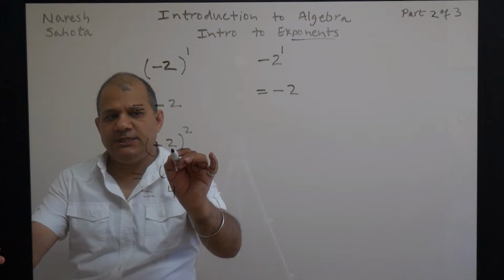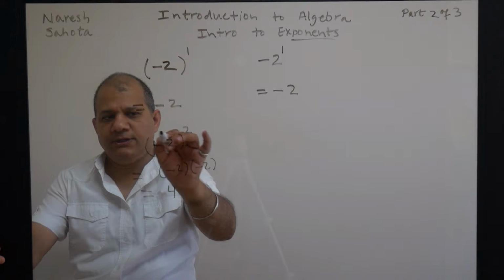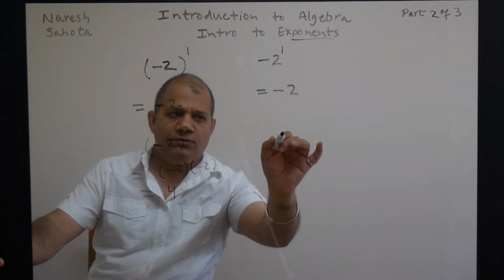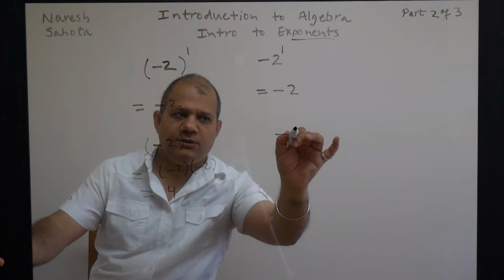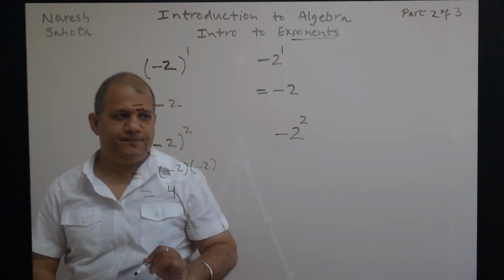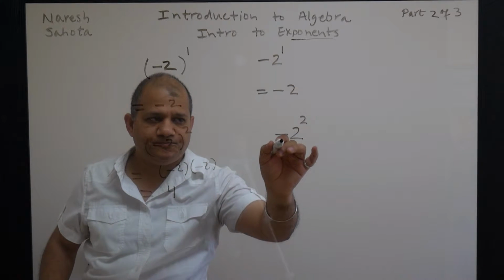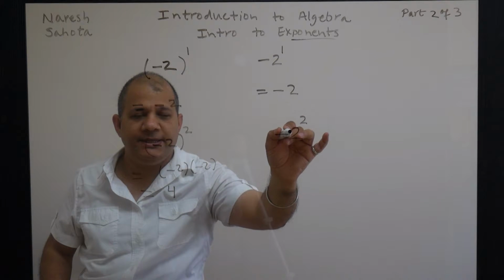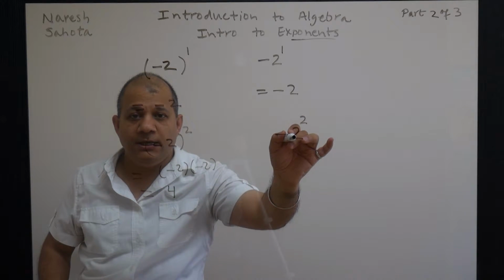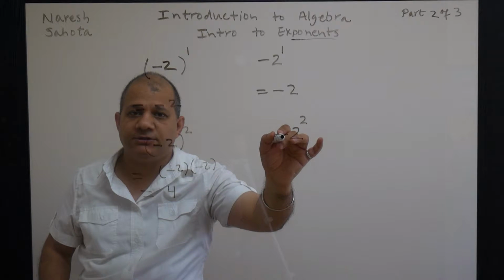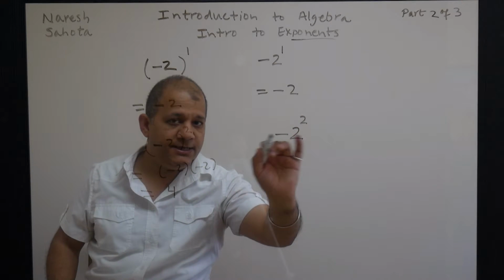So what I'm trying to teach here is how this base plays out with the negative. Now, in comparison, let's look at this question, negative 2 raised to the exponent 2. In this case, the exponent of 2 applies to the base that immediately precedes it, which is 2. But this exponent does not apply to the negative sign, right? So the negative sign is on its own.